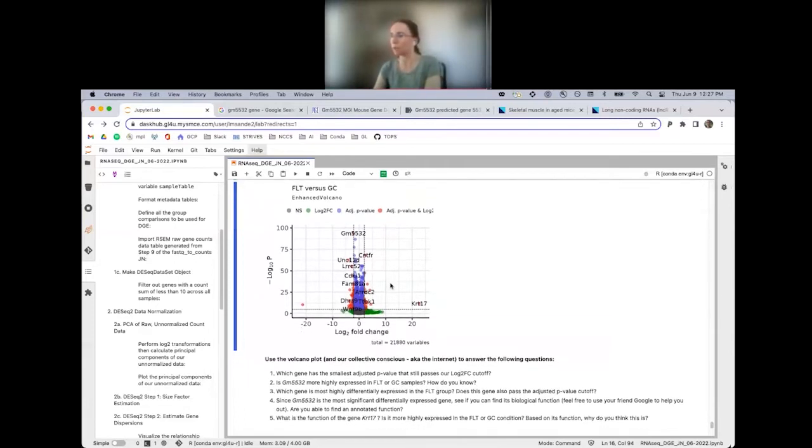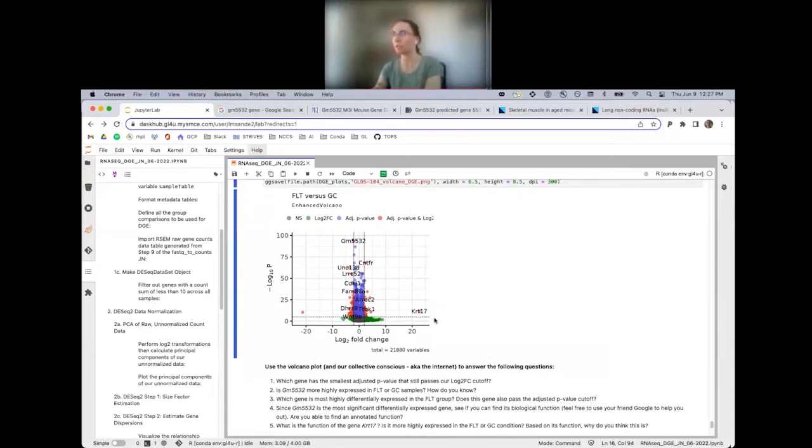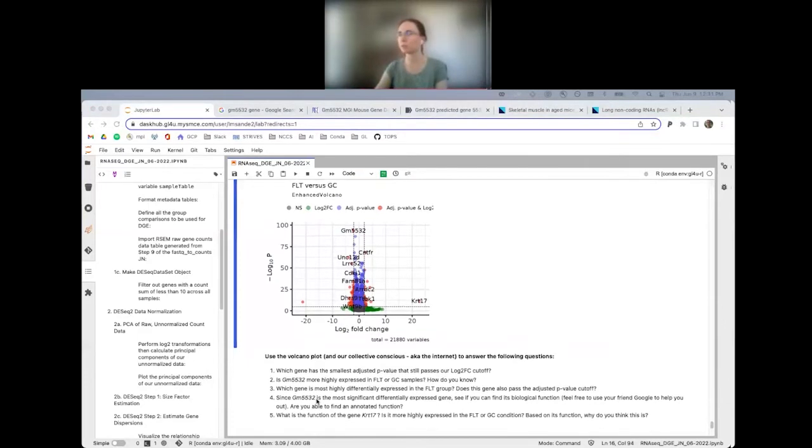All right, so finally, going back to KRT17, where we already noted that this is the gene most highly differentially expressed in the flight group based on its very, very high positive log2 fold change value. So what's the function of this gene? And based on its function, does that make sense in terms of which group it's more highly expressed in? More seconds so everyone can finish their answers.